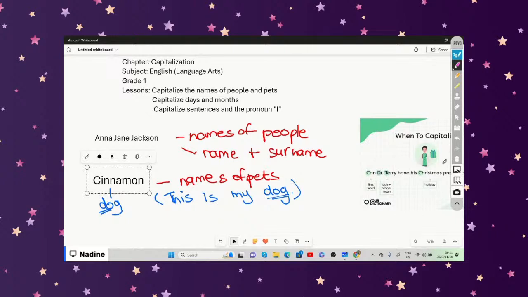We need to capitalize months as well as days. So days, for example, today is Thursday. So Thursday needs to be capitalized. And what month is it? We are in November. It needs to be capitalized. So Thursday is capitalized and November is capitalized.